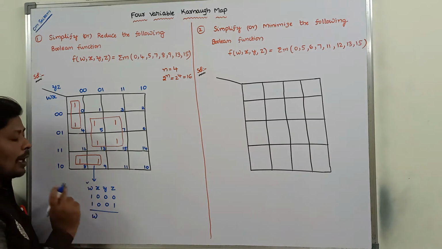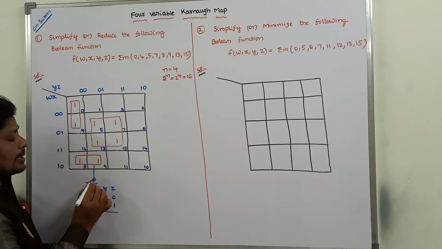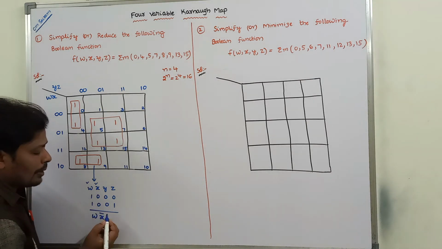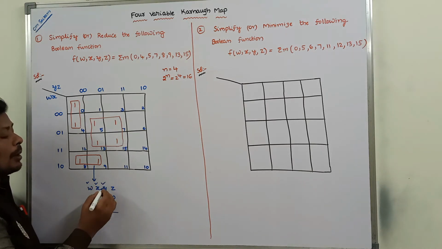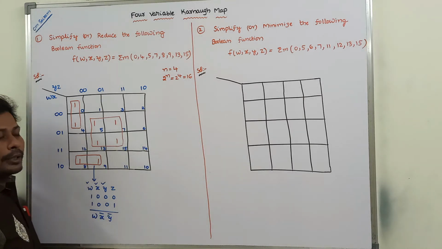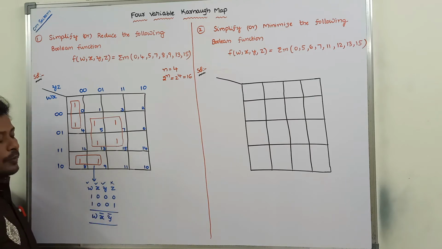Under the X column only zeros are there, so we have to consider that column. In that column, X value 0 means we have to write X bar. Under the Y column only zeros are there, so we consider that column. In that column, Y value 0 means we write Y bar. Under the Z column a combination of zeros and ones are there, so we ignore that column. What is the expression we are getting for the pair? W X bar Y bar.